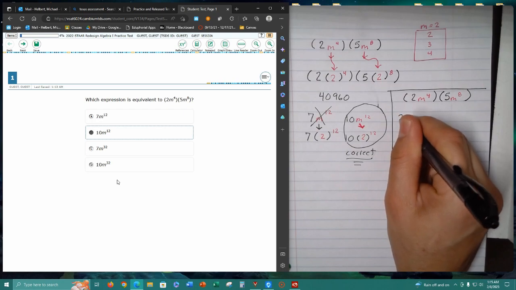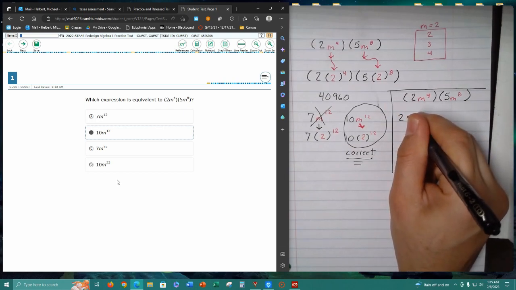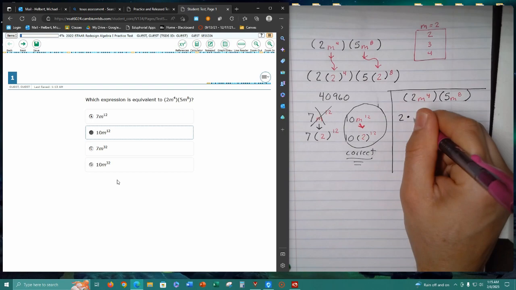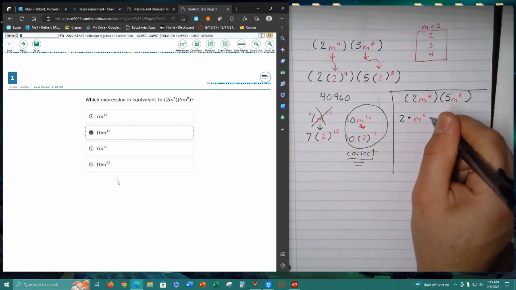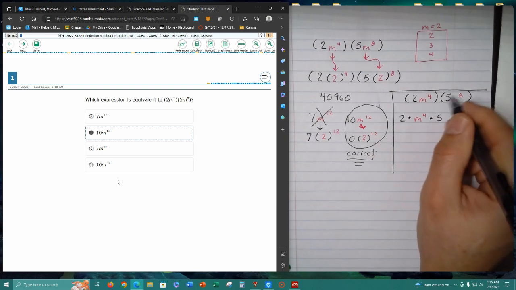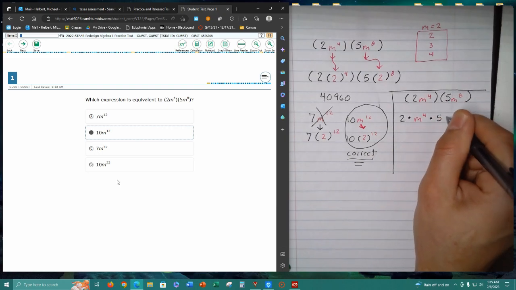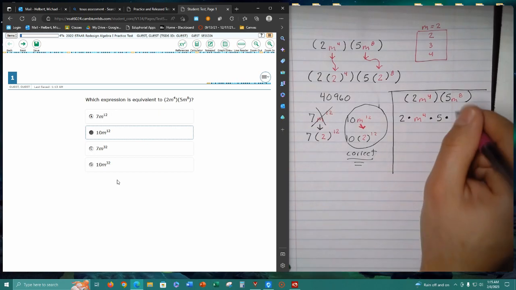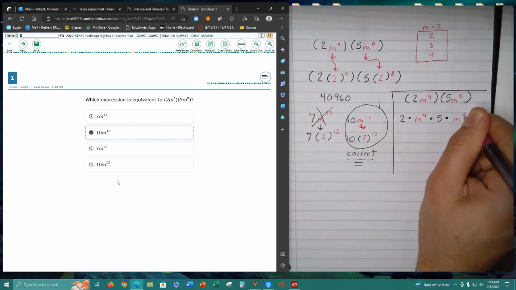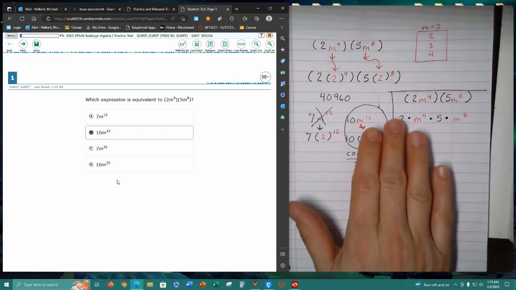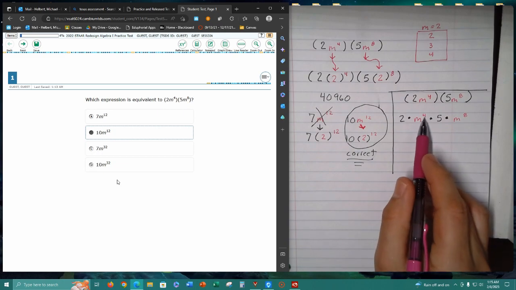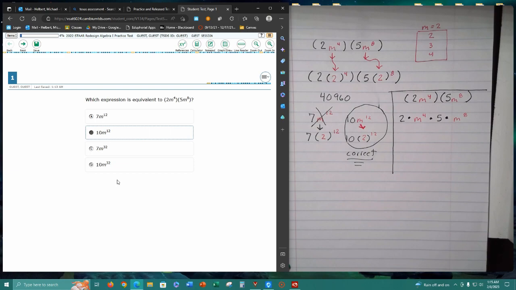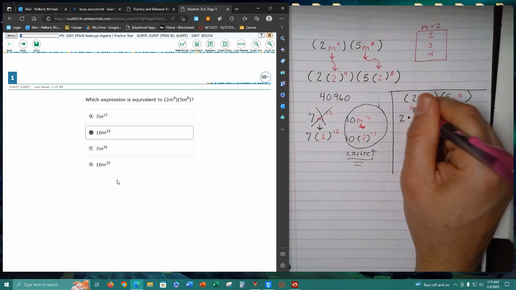So I'm going to rewrite this. This right here being multiplied is really like saying 2 times m to the 4th power times 5, because the parenthesis just means to multiply, times m to the 8th power. And the product rule says that anytime we're multiplying exponents, all we're going to do is add the powers. So what I mean by that is this power of 4 is going to be added to this power of 8, because that's the product rule. I'm going to write that right here.